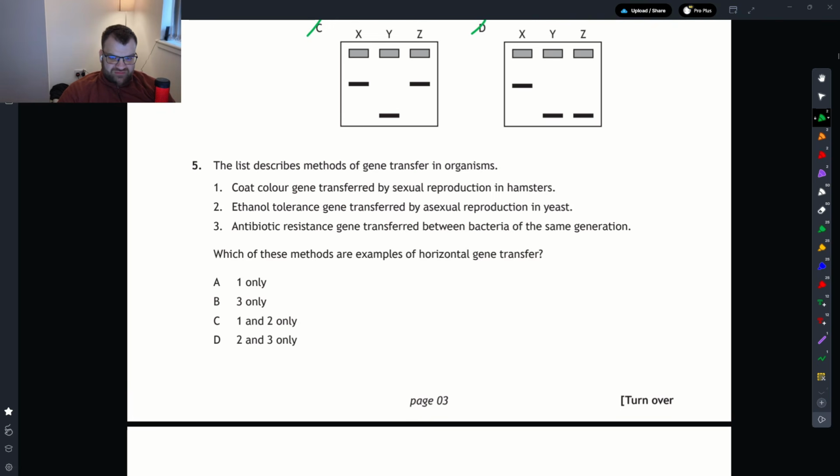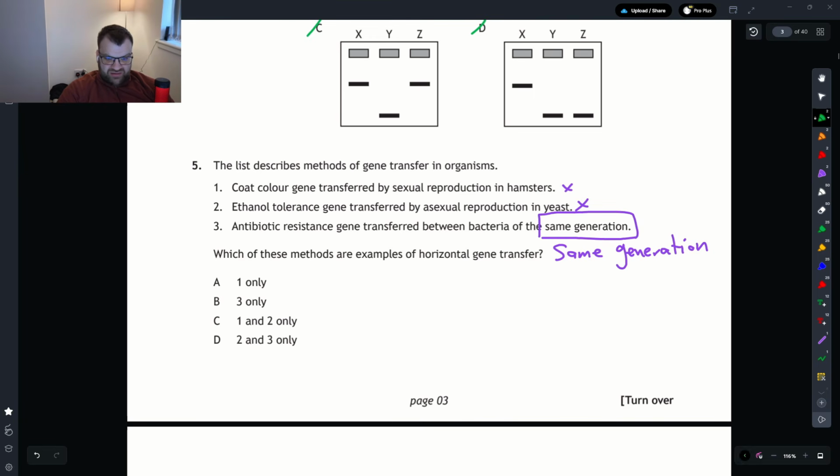Okay, so we have different ways of passing on genes. Horizontal is within the same generation. And the first one, it's not. It's going from the mummy and daddy hamsters to the children. Asexual. In number 2, the difference is here where it's a clone of the original yeast, but it's still going from the parents onto the offspring, which would make that vertical, not horizontal. Here they're saying the words that I was looking for. Same generation. Number 3 is our correct answer, and B is the answer we would choose.